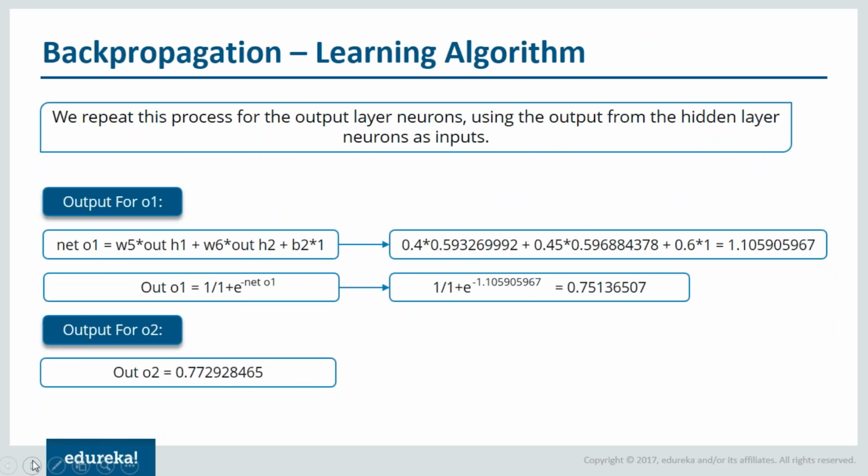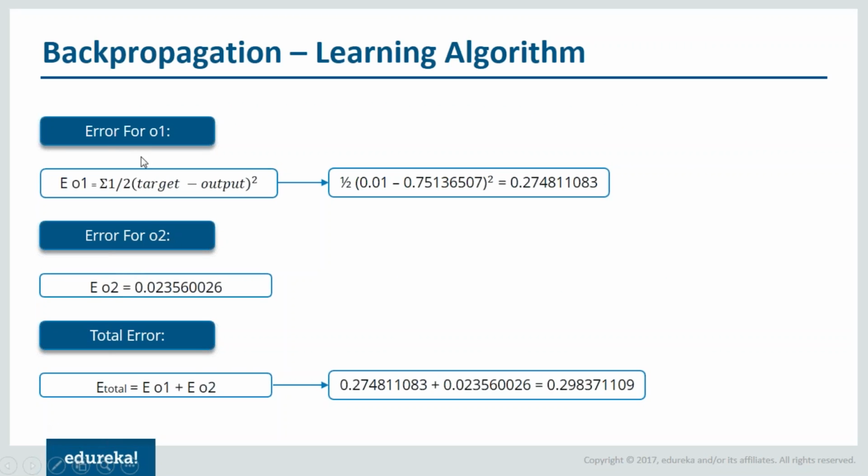So what we need to do is update the weights. For that, we're going to calculate the error. Now, the error for output O1 is the sigma of 1 by 2 (target minus output) whole square. Target is your desired output and output is your actual output. So the error of the O1 neuron will be 0.278. Similarly, for O2 it will be 0.023. So the total error comes down to 0.29 something.